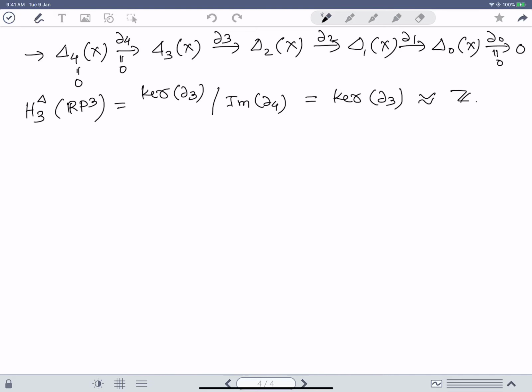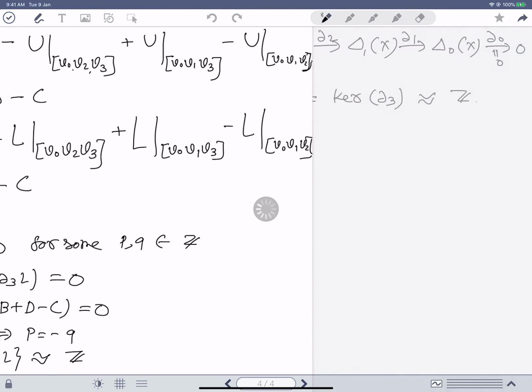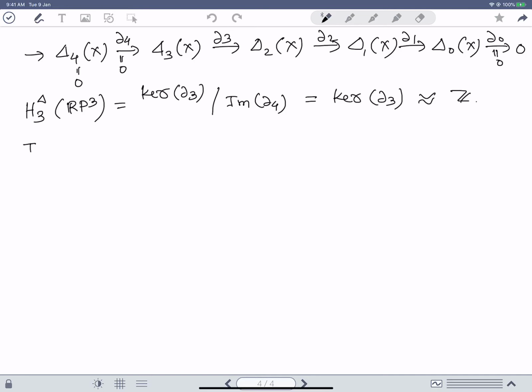Now we need to find the second homology group. So before that we can see that here delta 3 of U equals this and delta 3 of L equals this. Therefore, the image of del 3 is just the span of this one, that is A plus B plus D minus C, only this. Okay. Now we shall find the kernel of delta 2.